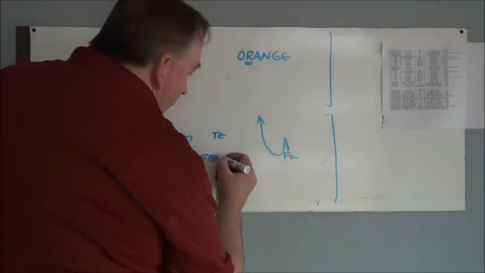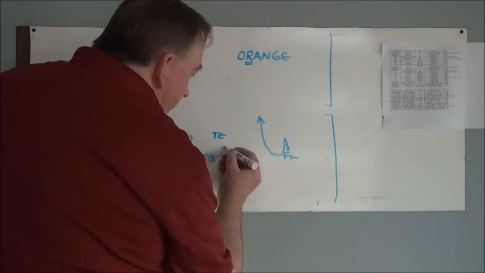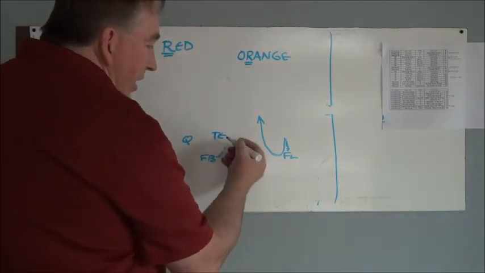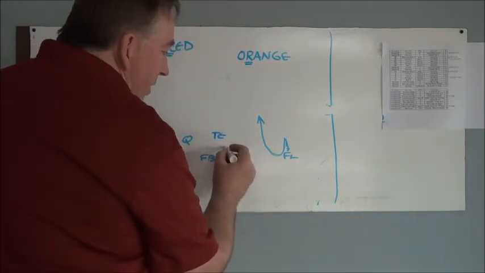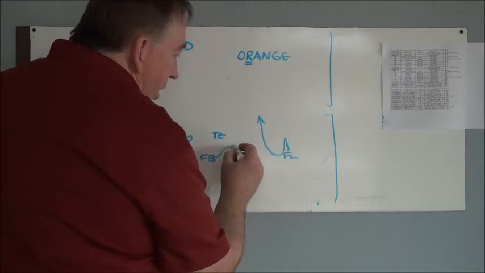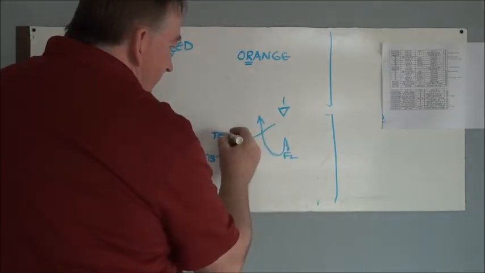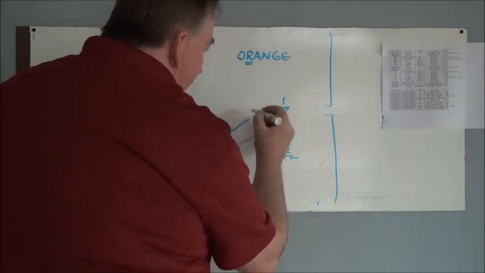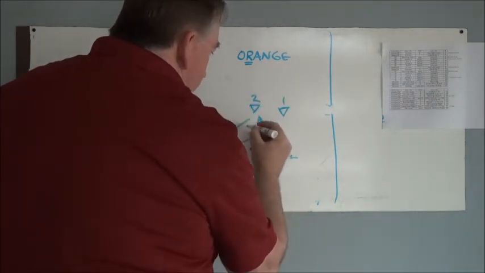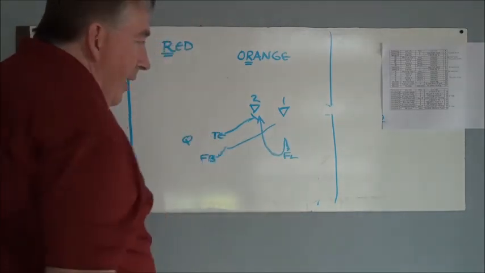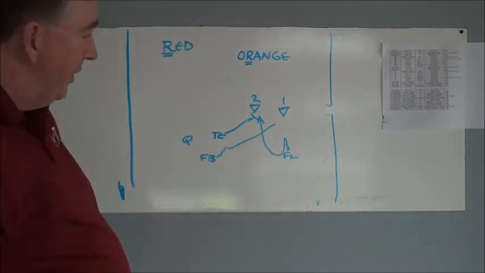Now the fullback is going to motion out here to the outside shade of the tight end, and his responsibility is going to be go out and block defender number 1. The tight end goes to defender number 2. Boom. And that sets that up, pure and simply.